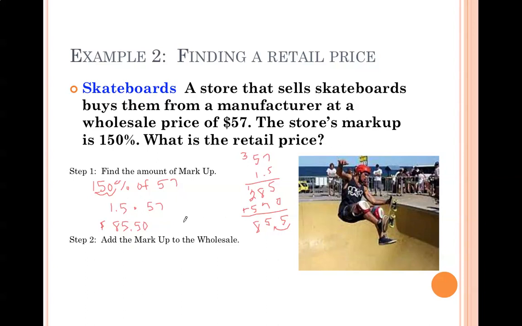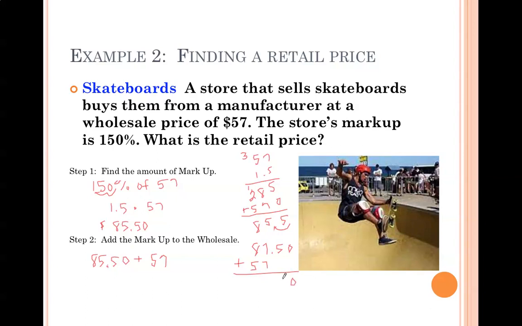All right, now I need to add my markup to the wholesale price. So I have my markup, which is $85.50, plus my wholesale price, which was $57. Come over to the side and let's do our scratch work. $87.50 plus 57. Make sure you are lining your decimals up correctly.